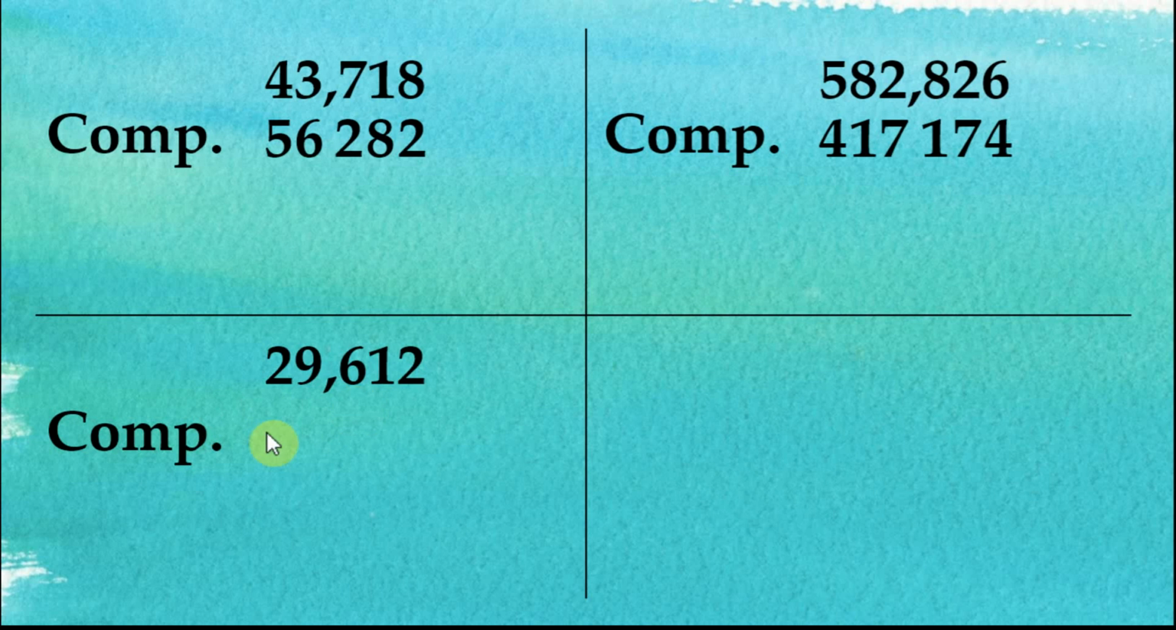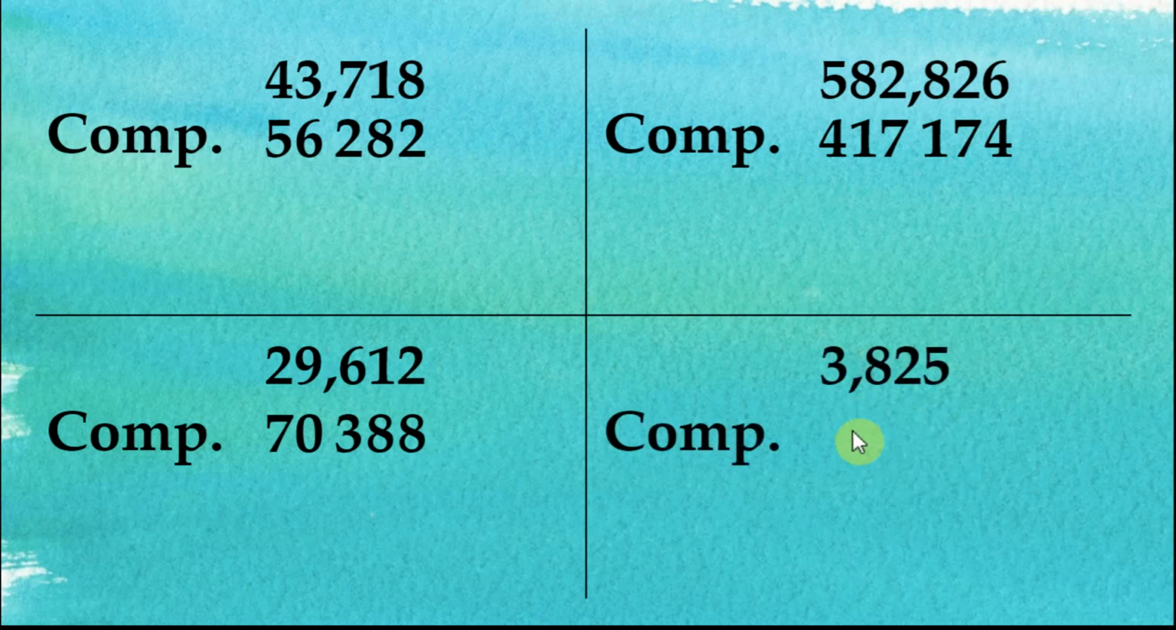29,612. For the complements of this number, the first digits will be 7. And the second digit will be 0 because 0 and 9 add up to 9. And the third digits will be 3. The fourth will be 8. And the last one will be 8. Another example.